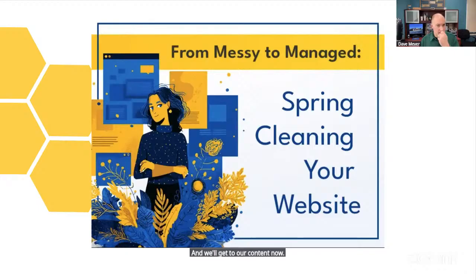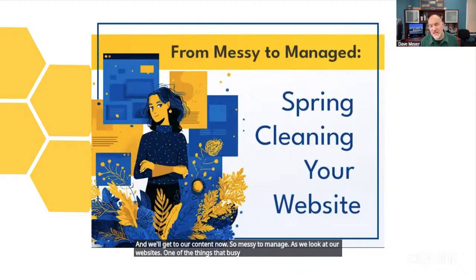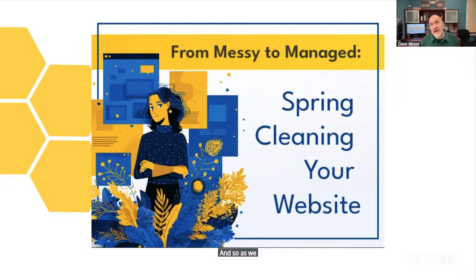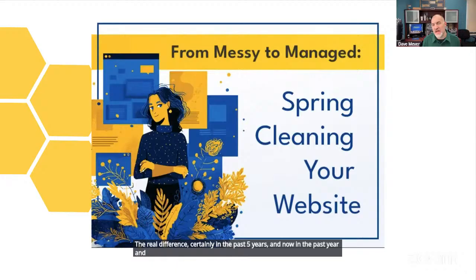So, messy to managed. As we look at our websites, one of the things BusyWeb has seen in the past 27, oh my goodness, years, we are 6 months younger than Google as an organization, is how the web has evolved. The real difference, certainly in the past 5 years and now in the past year and a half with the advent of AI, is that content has really exploded. And with lots more content comes lots more mush.